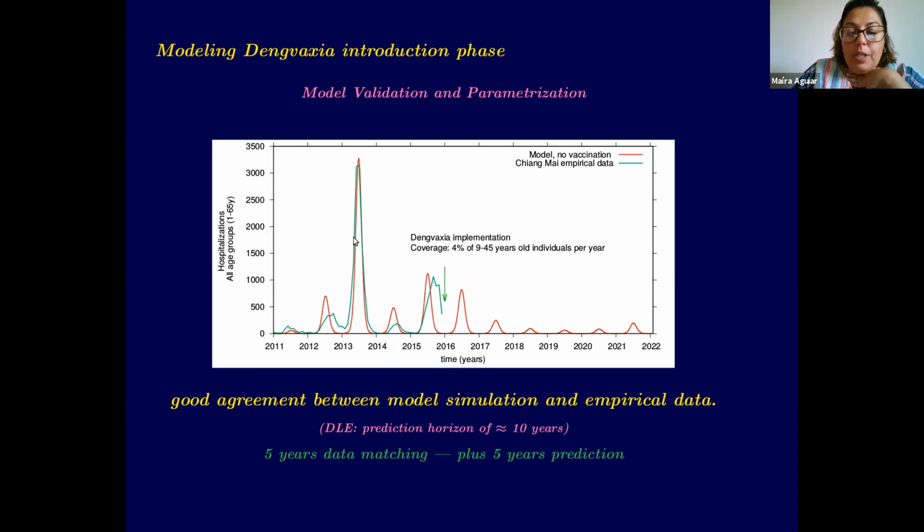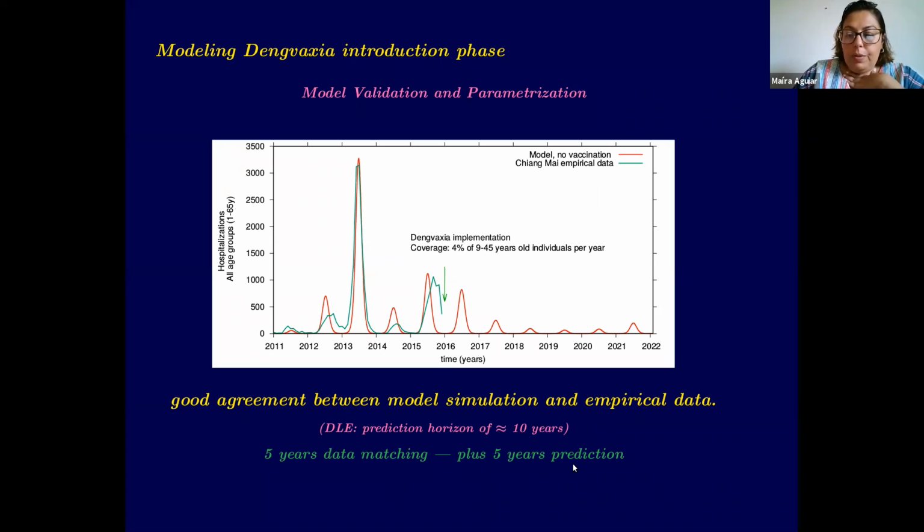We matched the last 5 years of data we had. We introduced the vaccination as such. We covered 4% of all the population between 9 to 45 years old during a period of 5 years. And this was decided because when the vaccine was licensed, the producer said that if you vaccinate 20% of the population, you decrease the severe cases and the hospitalizations by 50%. So you wanted to check what would really be the situation.